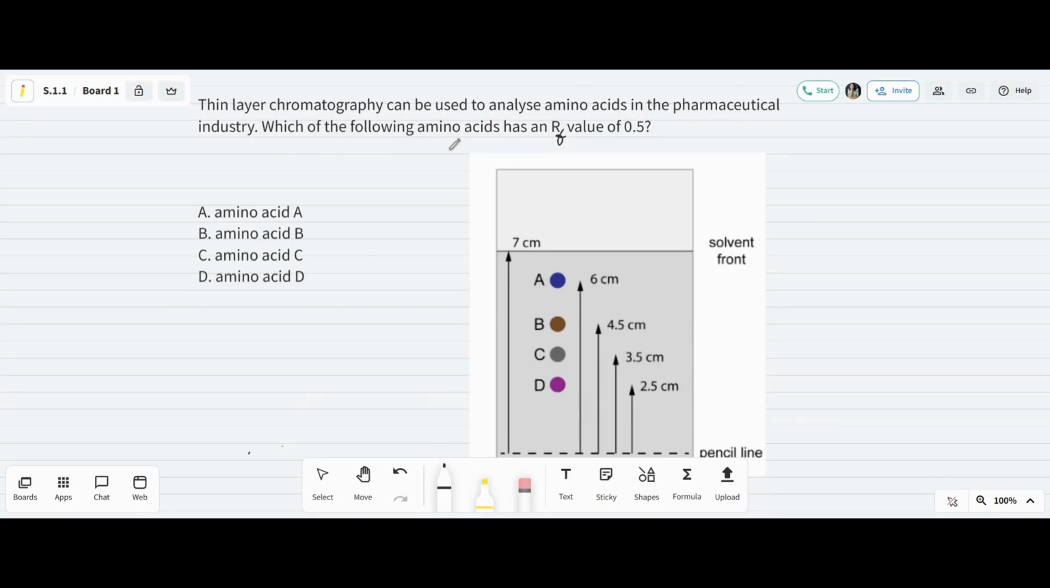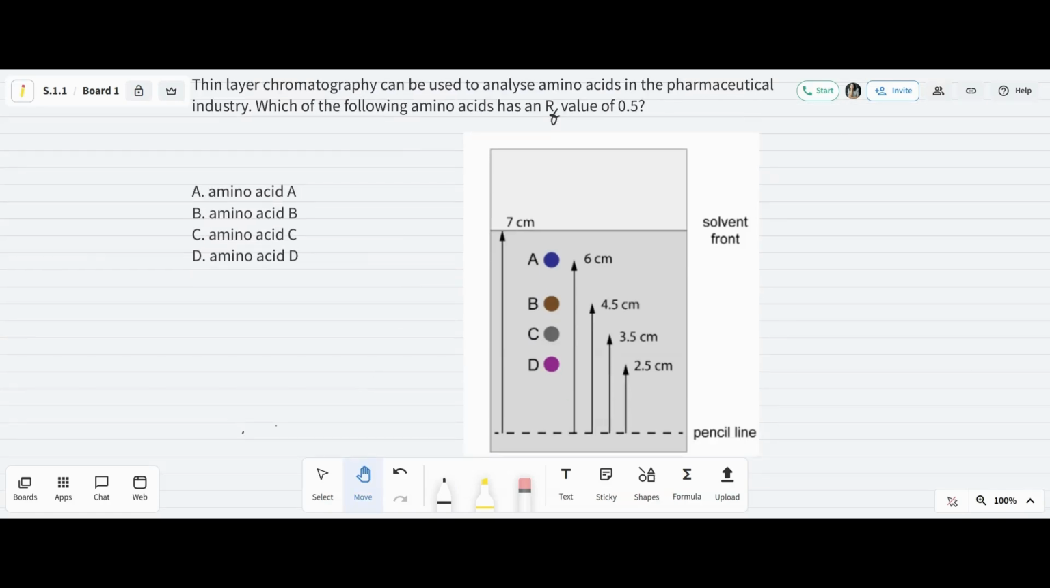Thin layer chromatography can be used to analyze amino acids in pharmaceutical industries. Which of the following amino acids have an RF value of 0.5? Thin layer chromatography is a technique used to separate components of a mixture. The components of a mixture are subject to a competition between two phases.